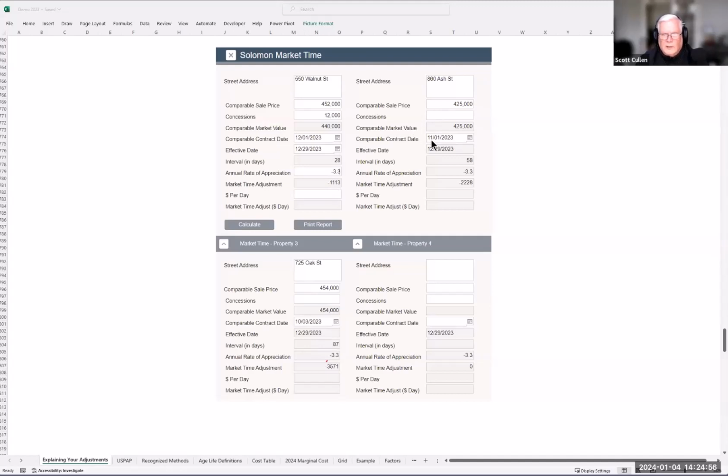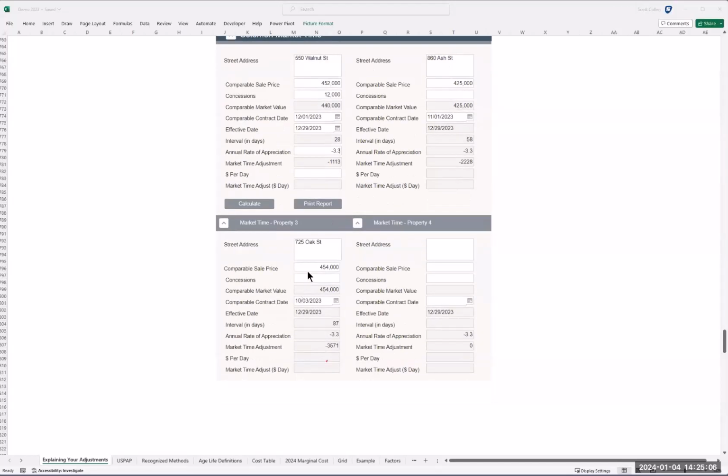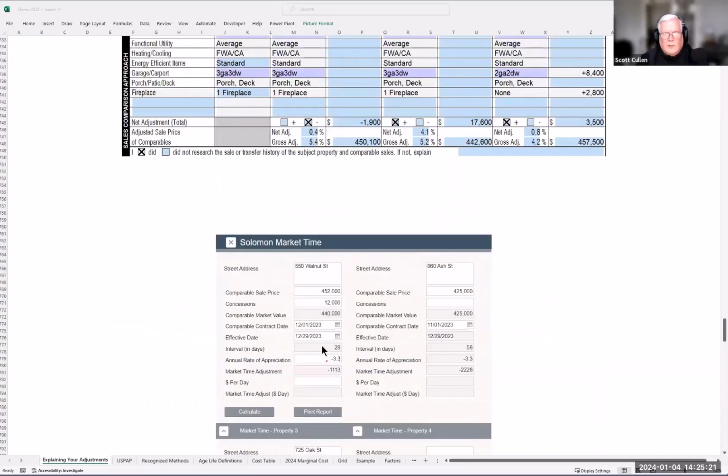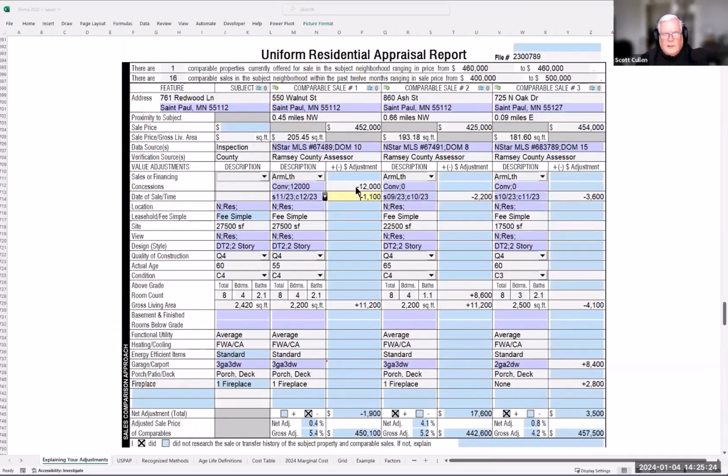Comp 2 on Ash Street, 425. It was November, so it was further back in time, 58 days. So it's got a larger adjustment, even though it's a smaller sale price. And then in this one, Comp 3, 454, even older from October, more days at the same rate, and a market time adjustment of $350 or $3,600. So there is the adjustments for cash equivalency and market to market.